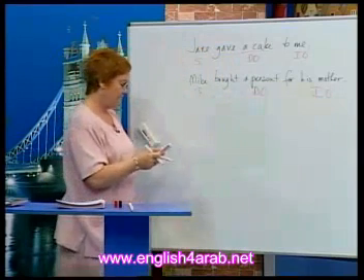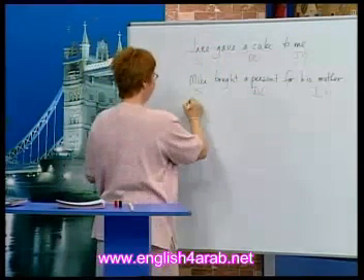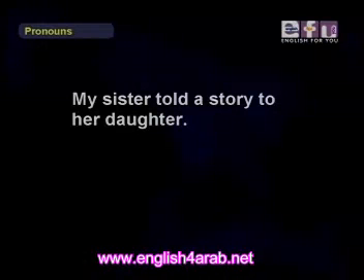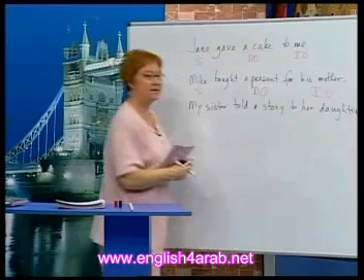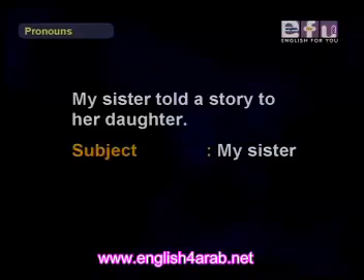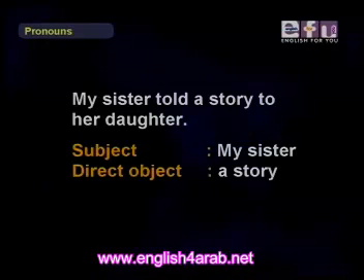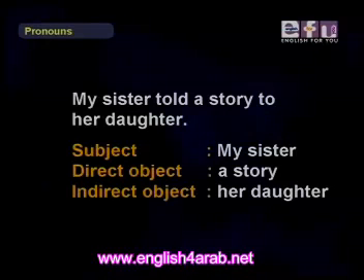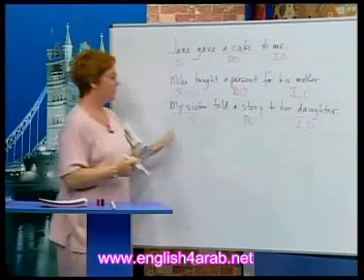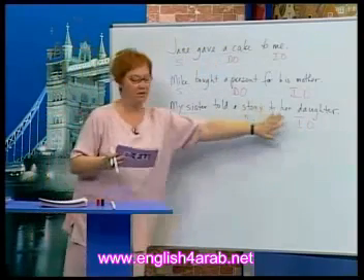Okay, and here comes another one. My sister told a story to her daughter. Okay, I'll leave the sentences for you. My sister is the subject. Story is the direct object. Her daughter is the indirect object. Yes, good. Okay, so my sister told a story to her daughter.